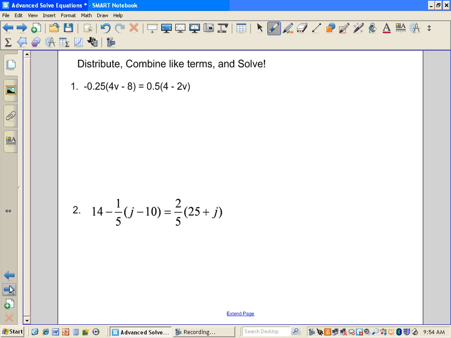Some decimals. Not tricky ones. So again, like we said, distribute, combine like terms, and solve. So many, many steps here. If I'm distributing negative 0.25, that's a quarter. So I want a quarter of 4, which is just 1. And since it's a negative times a positive, it's going to be negative 1. I have my v there. And a quarter of 8, negative times a negative is going to be positive. A quarter of 8 is just going to be 2. 0.5 is a half, so just half of 4 is 2. And then half of negative 2, it's negative, so it's going to be 1v.